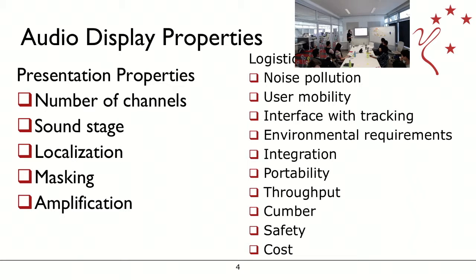Okay, so there's been a lot of research on the properties of audio displays. So we think about the number of channels. So this is, let's say, stereo. So we have two channels, a left channel and a right channel. Could be more. There could be some sort of sound stage, like what are the properties of this room, right?